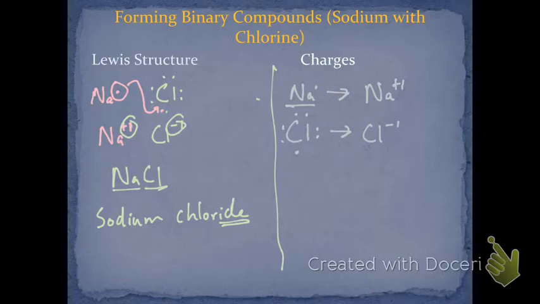So adding an electron makes chlorine -1. So we'll see Na+1 and chlorine -1. In this case, it's going to be a 1-to-1 ratio because our ionic compound is neutral. So +1 and -1 cancel out. So we just have sodium chloride. Okay.